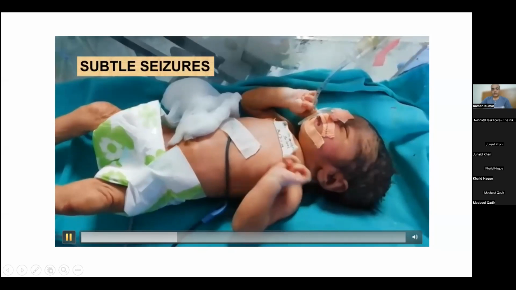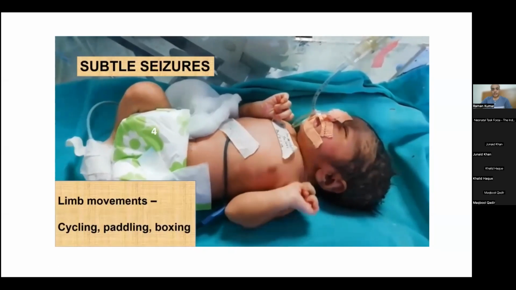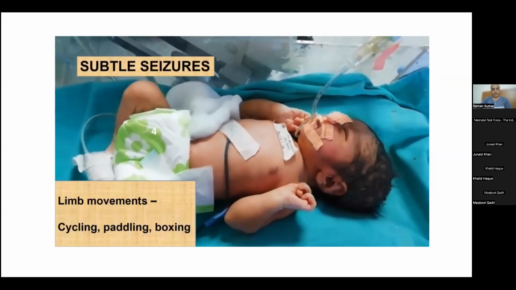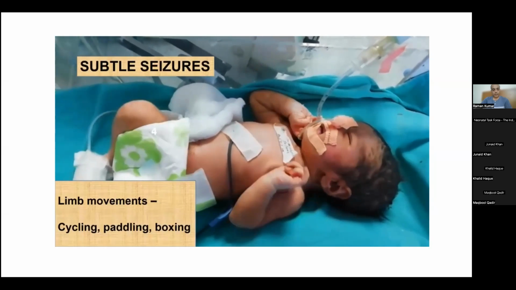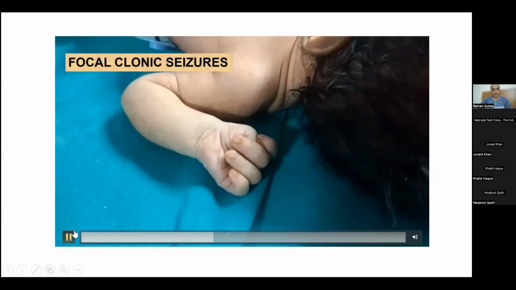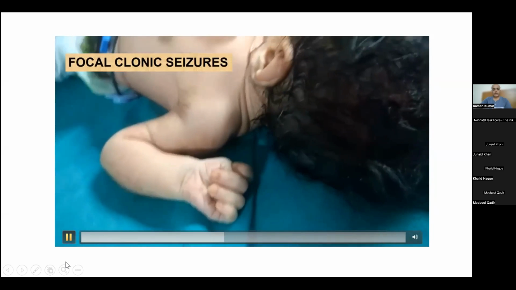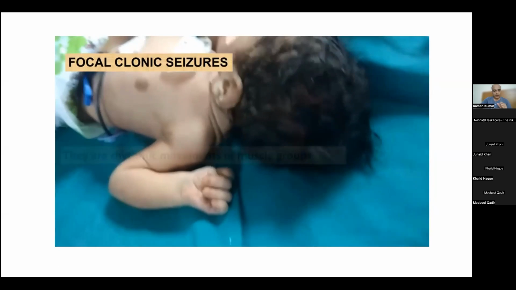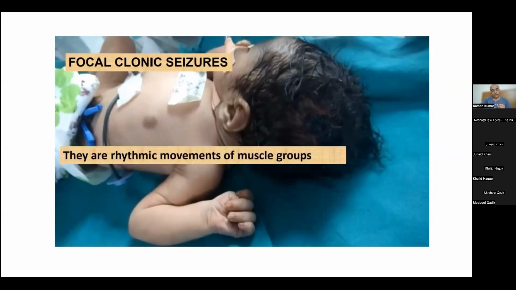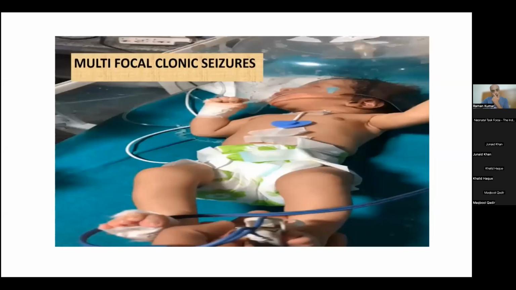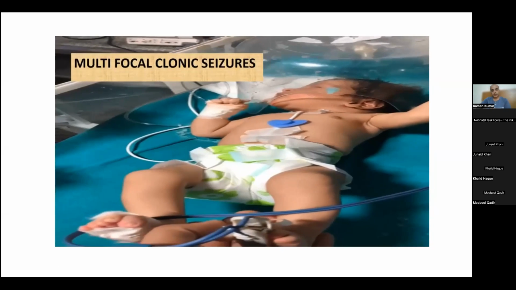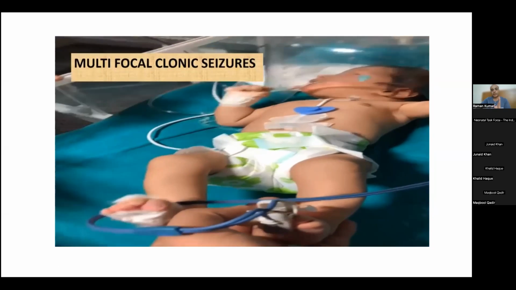Now if you see this, there are cyclical movements in this child. Yes, that was the cyclical movements that you see. Now what you are seeing is focal clonic seizures. These are the clonic seizures. See the speed. It is very slow, and it is just one hand. Now if you see the same, it is many parts at different times. So this is multifocal clonic.